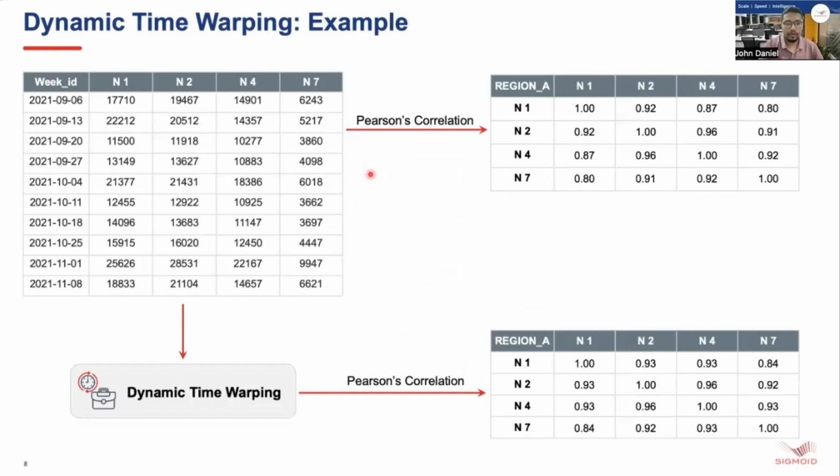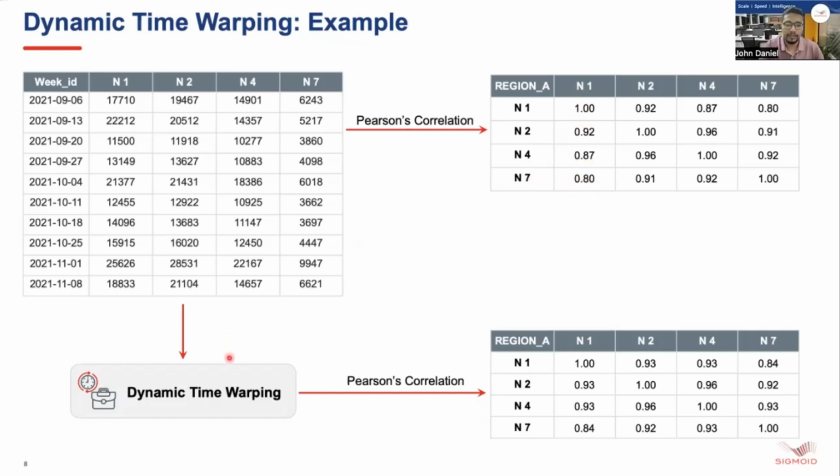Here's the example of the DTW in working for the MMT use case. So as an input, we have the week IDs for the first column, and we have the weekly sales data for four different regions, N1, N2, N4, and N7. Just getting the Pearson's correlation for each region pair, we can see that there are a couple of regions where the correlation is not that high. For instance, N1 and N4 has correlation of 0.87. N1 and N7 has a correlation of 0.80 and so on.